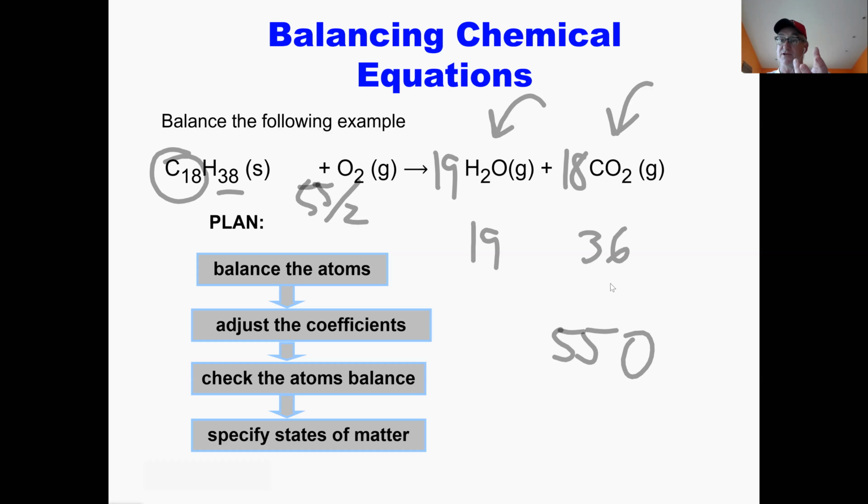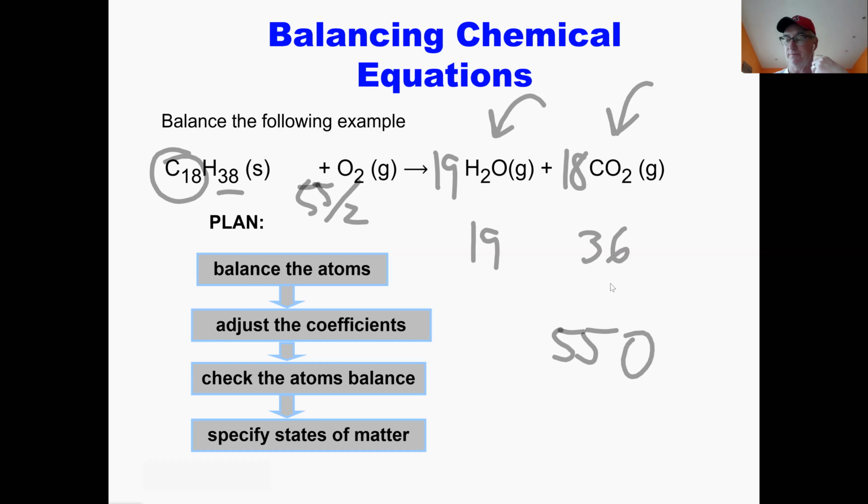Rather than think about this in terms of molecules, we think about it in terms of moles. We can't have 55.5 molecules. We can have 55.5 moles, however. So we say that there's 55 over 2 moles. Now that we realize, let's go back to molecules. We can't have 55.5. So what do?